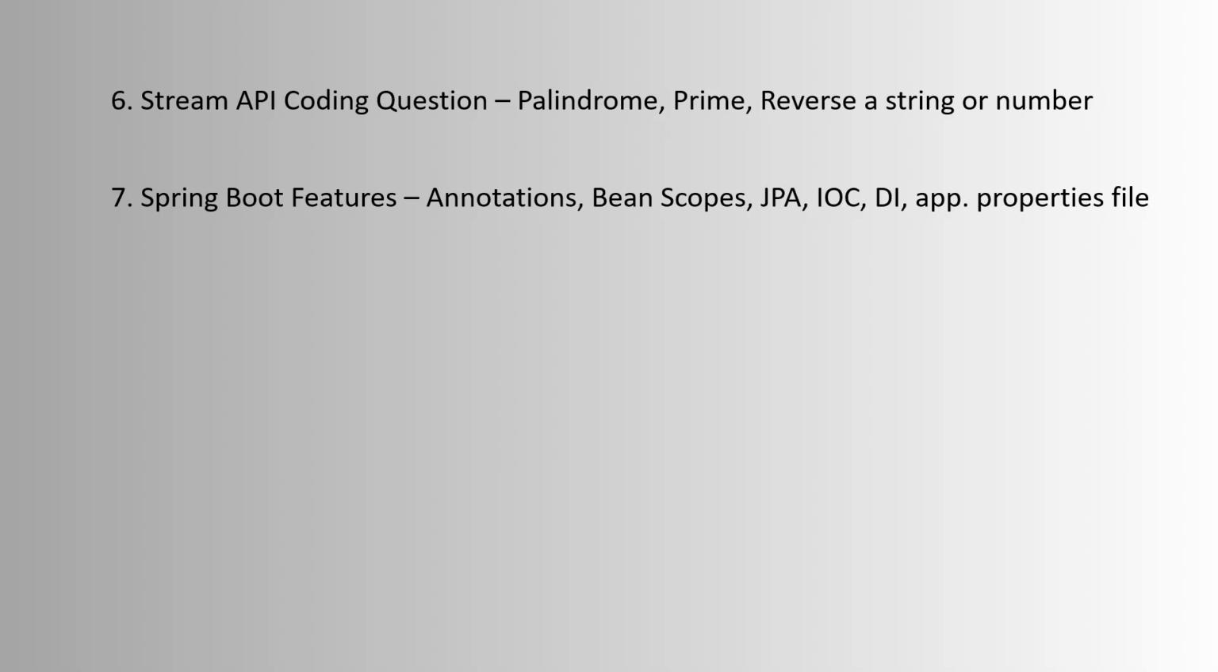Then IOC, what is inversion of control? How does dependency injection happen in Spring Boot applications? What is Autowired, and what are the different ways that you can use dependency injection? It can be constructor based injection, or your @Autowired annotation based injection. Then what exactly is the application.properties file, or what is the YML file? These are the questions regarding Spring Boot.